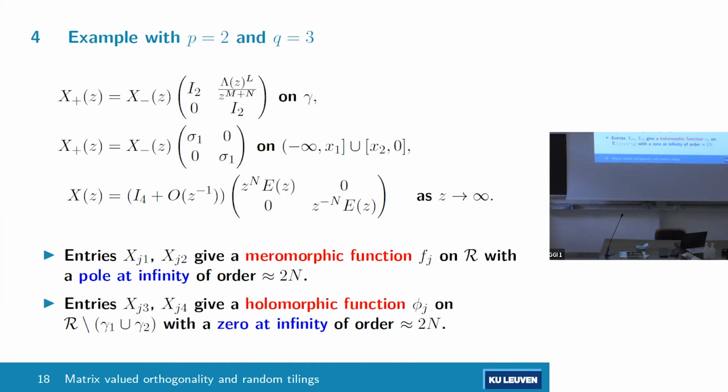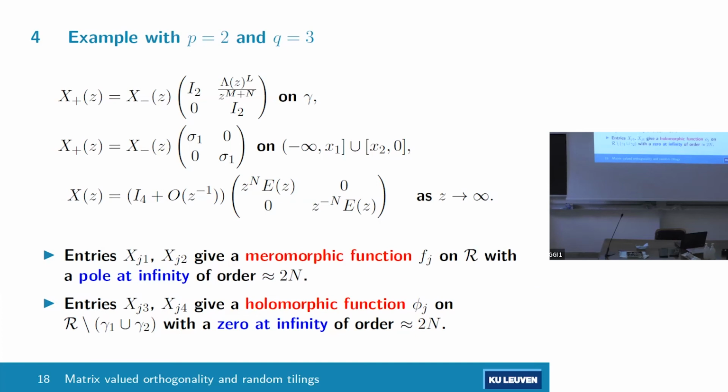Now, if you look at the third and the fourth entry of the same row, you again have this identity block here in the jump on gamma. Oh, no, yeah, now I want to look at this block.